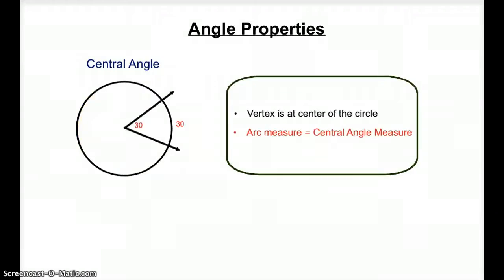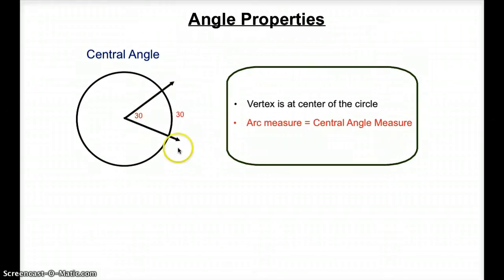Earlier I mentioned that there were several angles that could be associated with circles. We've already looked at a central angle. Remember that a central angle is an angle whose vertex is at the center of the circle. What's special about a central angle is that it helps us to also define the measure of its intercepted arc. We define the measure of its intercepted arc as being exactly the same as the measure of the central angle. So notice in this particular example, the measure of the central angle is 30 degrees. The measure of its intercepted arc is also 30 degrees.